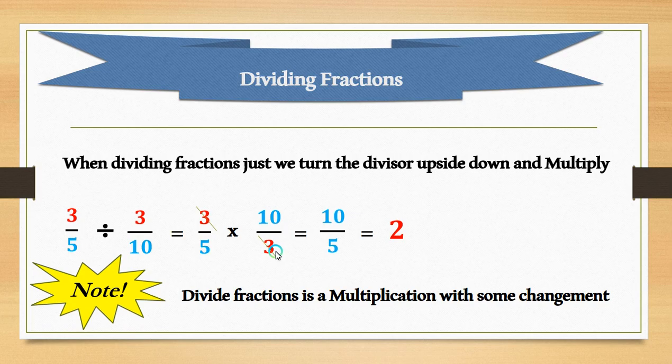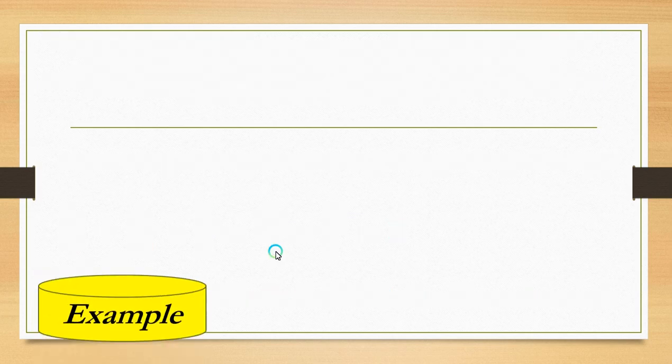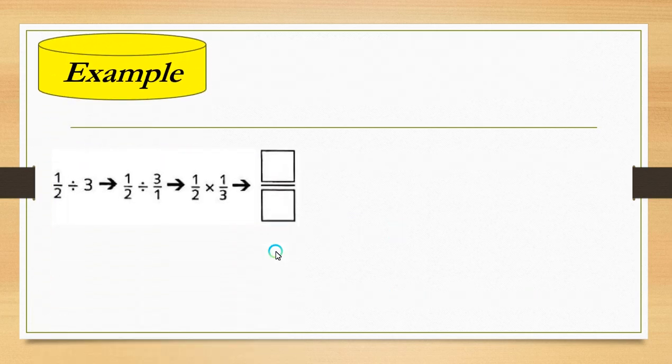Now, going to our note. Dividing fractions is a multiplication but with some changes. For example, I have here 1/2 divided by 3. This is different because I have one fraction and one whole number. But it's also easy. Just remember how to convert a whole number to a fraction: you divide it by 1. So 1/2 divided by 3 equals 1/2 divided by 3 over 1.